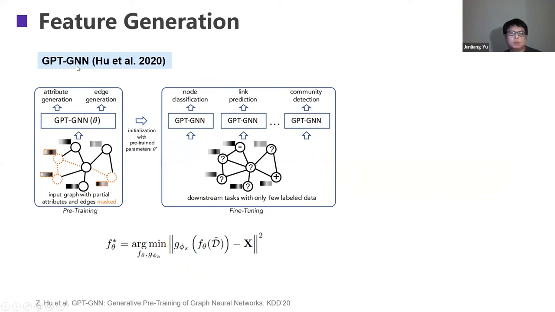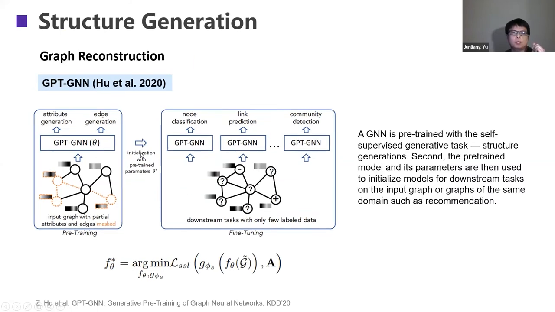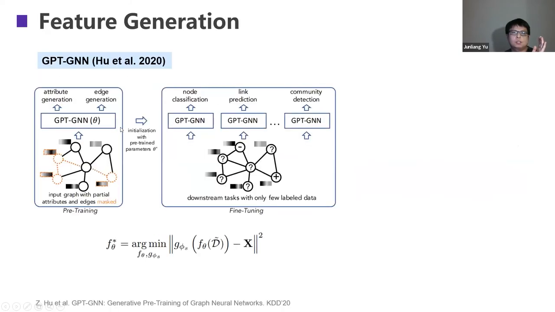And this method can also be used to generate features. As you know, each node has some associated features. So we can mask the features, then pre-train the encoder to predict the masked features. And then we just need to fine tune the model for the downstream tasks. So you can see the same model can be used in both the graph reconstruction and the feature generation tasks.